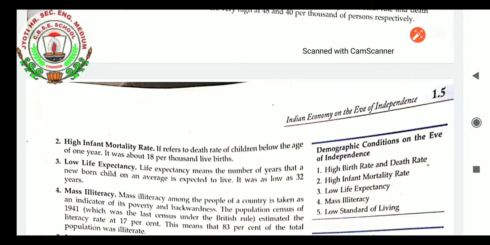It refers to the death rate of children below the age of 1 year. It was very high at that time. It was 18 per thousand live births.